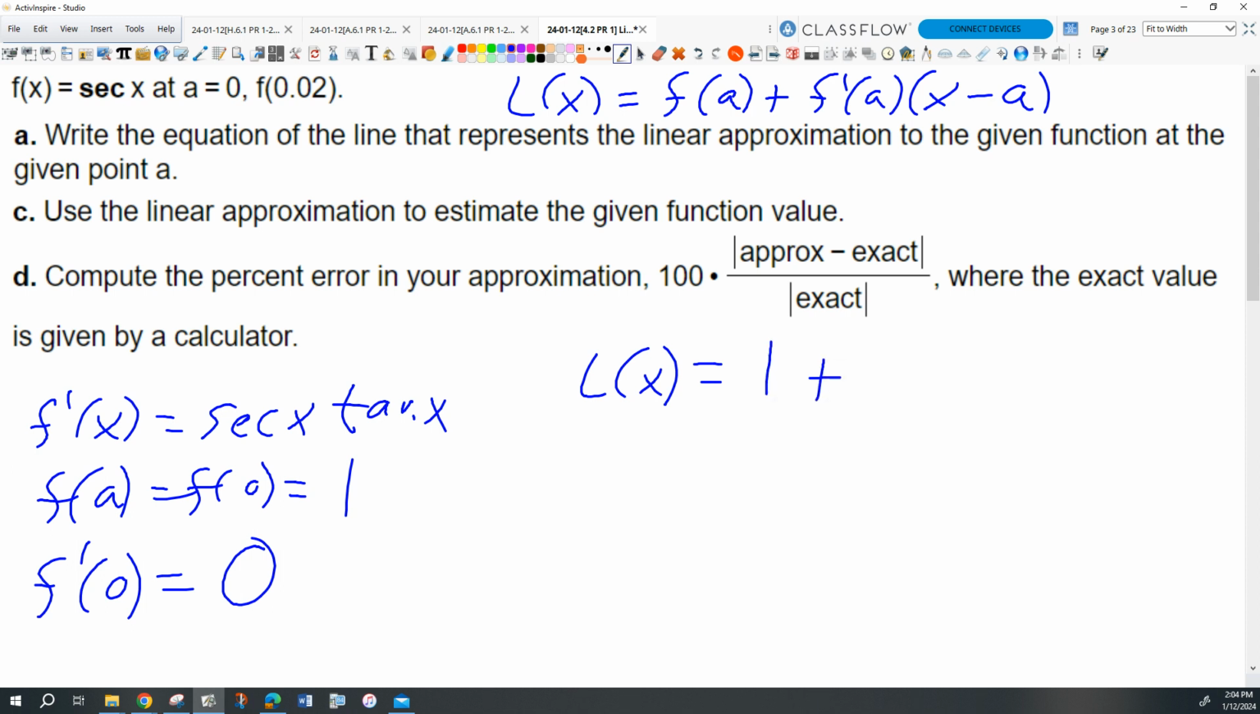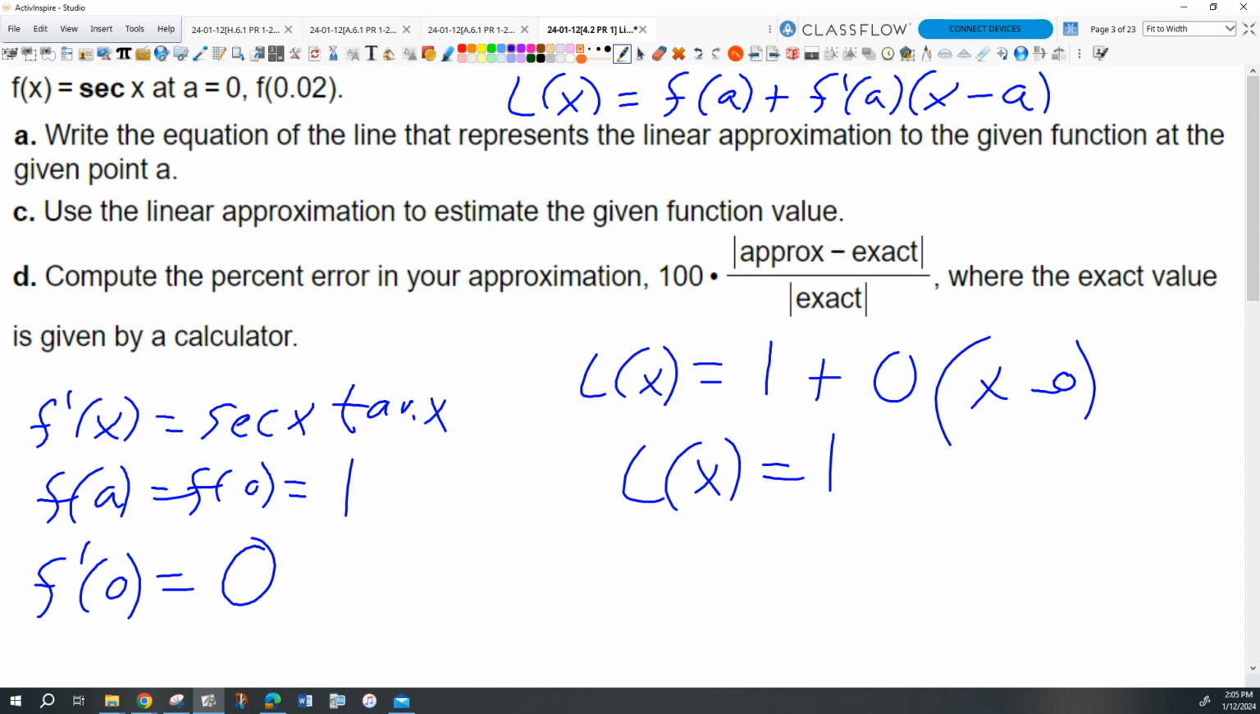Plus 0 times, who cares, right? x minus 0, that's 0 times whatever is 0. So our linearization, how about that? Our linearization is just 1. Yeah. Our linearization happens to be a horizontal line.